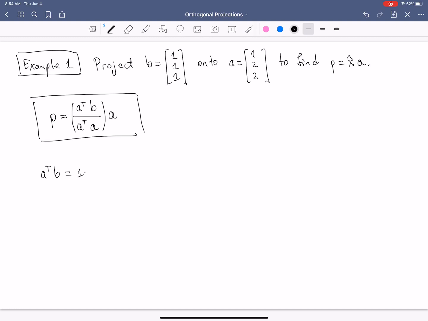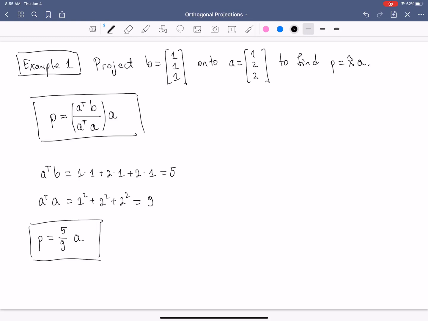That equals 1 times 1 plus 2 times 1 plus 2 times 1. That equals 5. A transpose A equals 1 squared plus 1 squared plus 1 squared. That equals 3. Oh, sorry, I took B instead of A. My bad. 1 squared plus 2 squared plus 2 squared. That equals 9. And so the projection P is simply 5/9 of A.